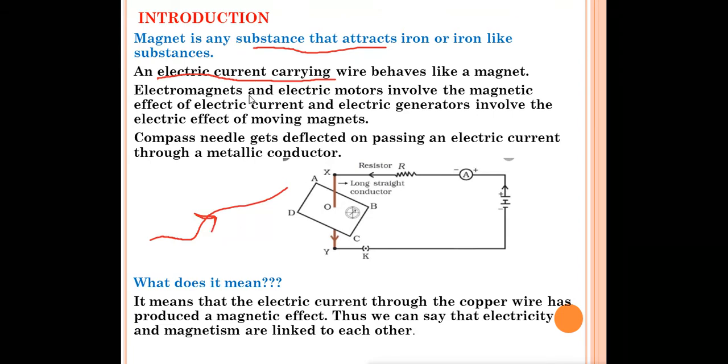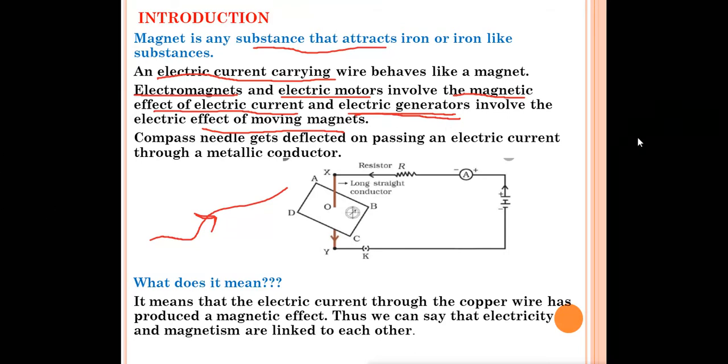Electromagnets and electric motors involve the magnetic effect of electric current. Now there are two devices, electromagnets and electric motors. They work on the principle of the magnetic effect of electric current, both of them. But electric generators involve the effect of moving magnets. In an electric generator, moving magnets produce the electricity by which the electric generator can work.